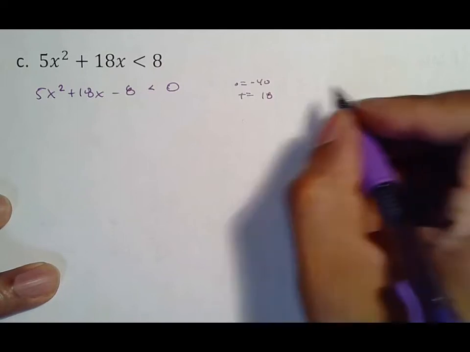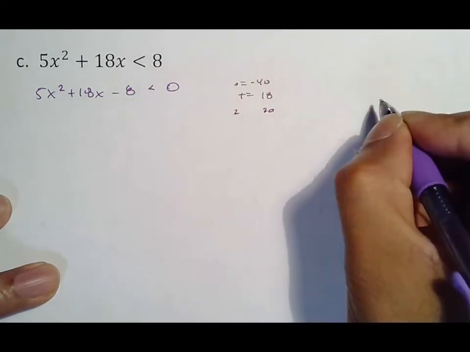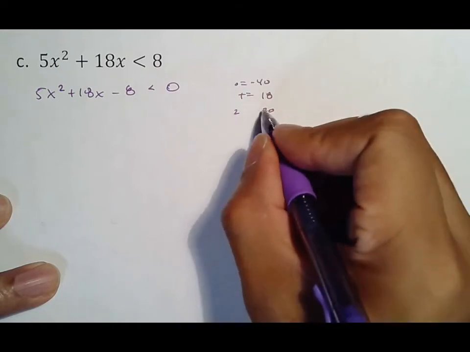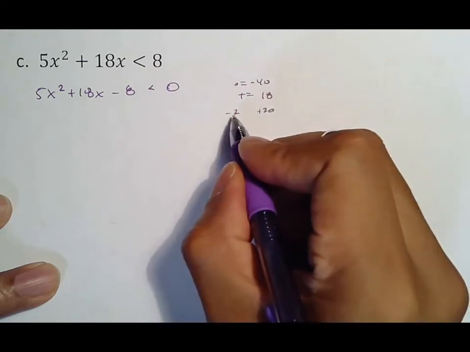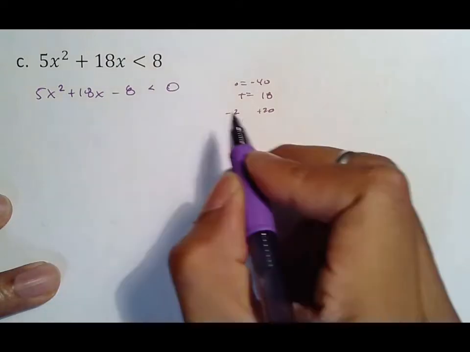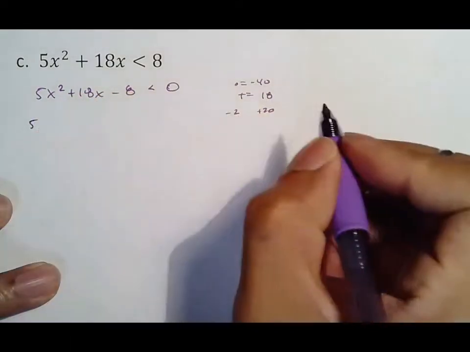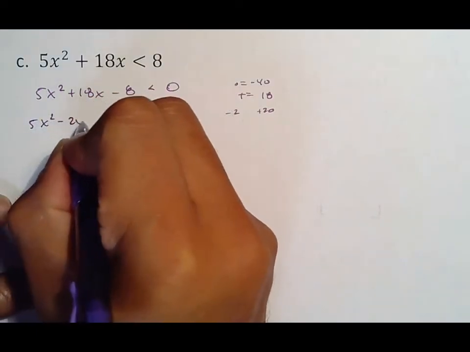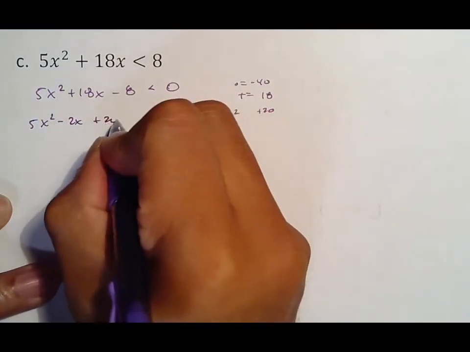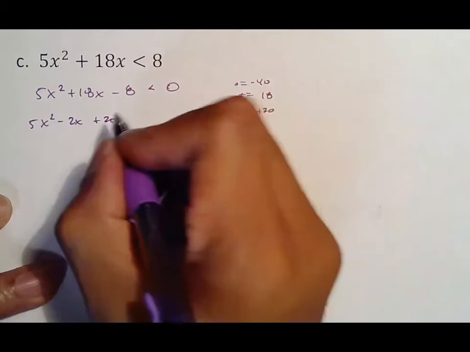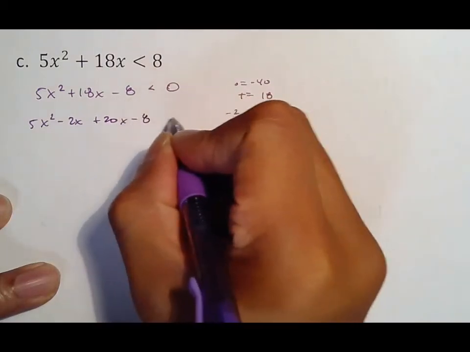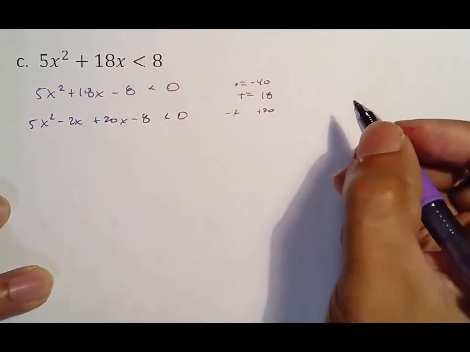I think that's 2 and 20, with a positive 20, negative 2. That and that do make 18x. That times that does make negative 40, so those are my numbers. So we split and group because there's a number attached to that. Again, if there was no number attached, we could just take our quote-unquote shortcut.